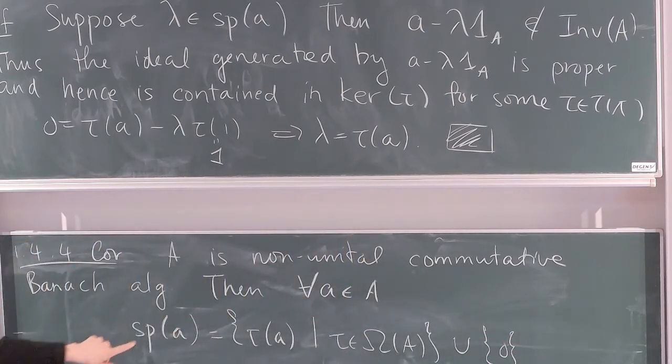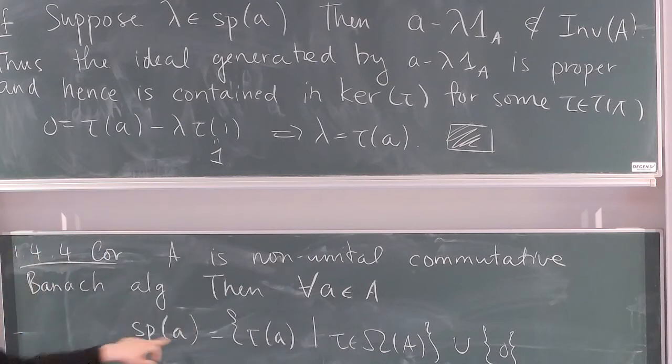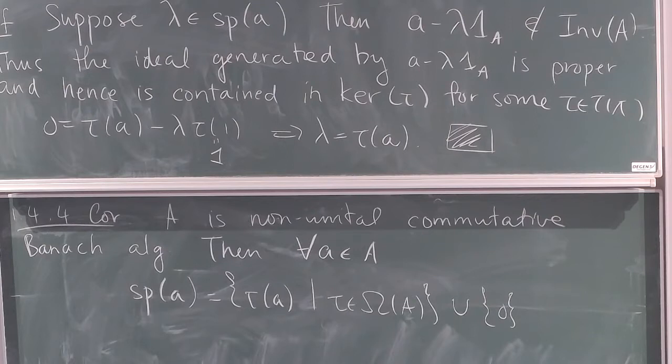So remember, right at the end of the last lecture, we defined what this meant for a non-unital Banach algebra. You have to look in the unitization, and I'll just leave that as a bit of an exercise. It shouldn't be too difficult based on the last theorem.